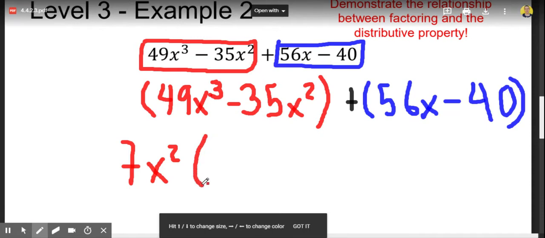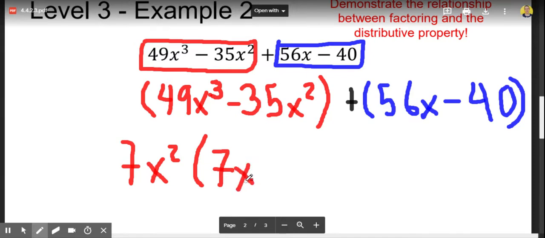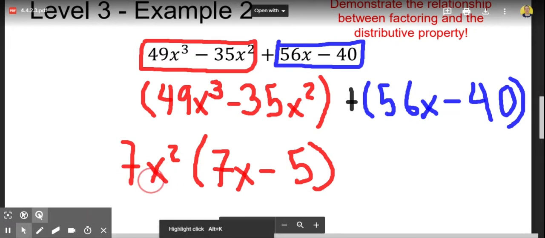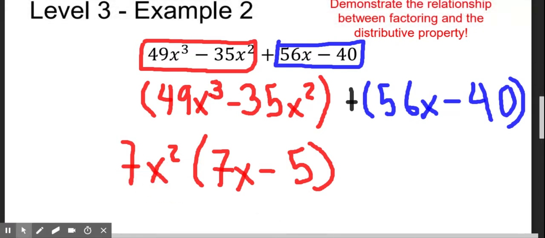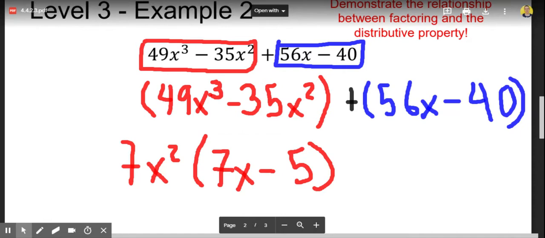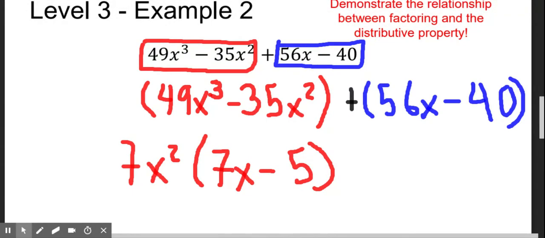When I take 7x squared from 49x cubed, I get 7x left over. And when I take 7x squared out of the negative 35x squared, I'm left with just negative 5. So my first group factors pretty easily. I take out the 7x squared, and that is being multiplied. To go backwards, I would have to distribute it out and multiply it by 7x minus 5.